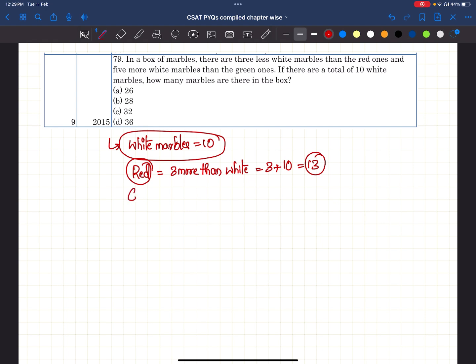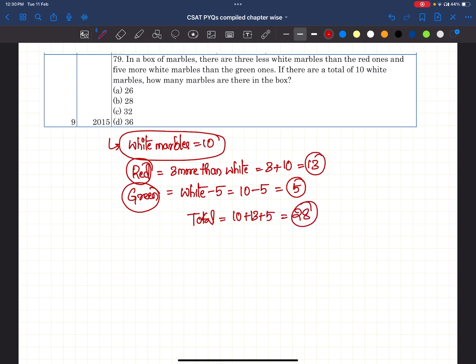13. Next, green ones. 5 more white marbles than green ones. That means green ones are 5 less than white ones. White minus 5. Here we already know white is 10, and now 10 minus 5 is 5. What is the total number of marbles in it? So total means here 10 plus 13 plus 5, 28 marbles. Yeah, this is the option.